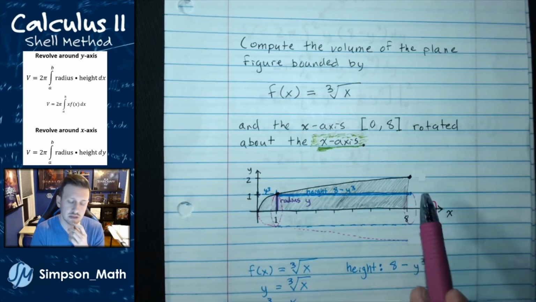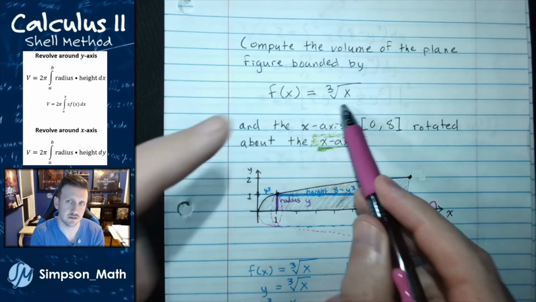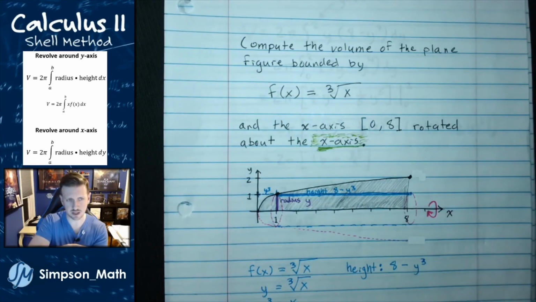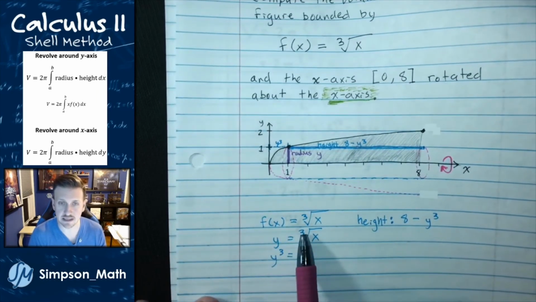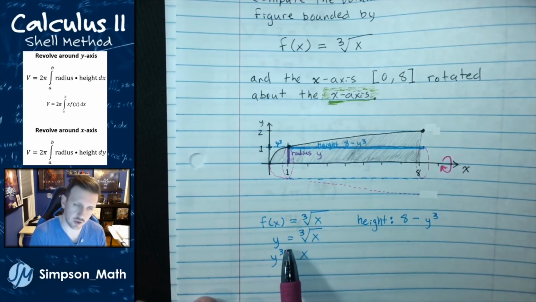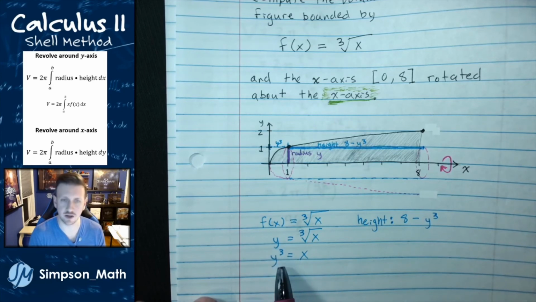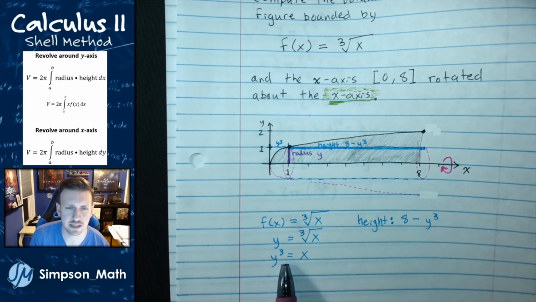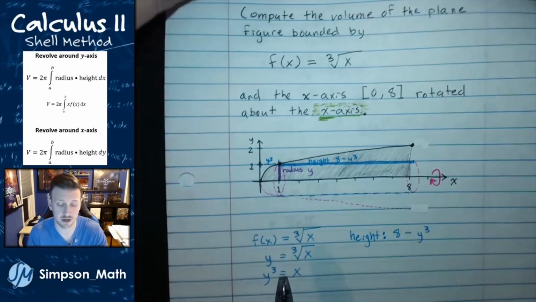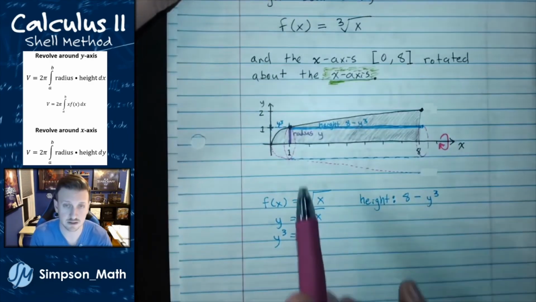So my function is in terms of x. Since I'm switching and looking at it differently, I need to find this in terms of y. So f of x is the cube root of x. So I can cube both. f of x is really just y. I can cube both sides, and I end up with y cubed equaling x. Right? Now, is that y cubed just our height? Is it just automatically whatever that function value is?